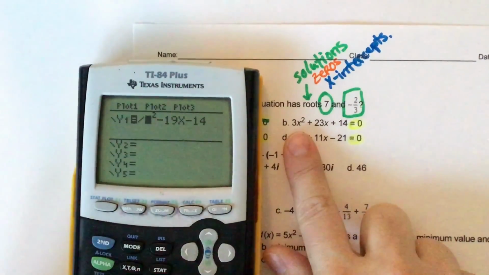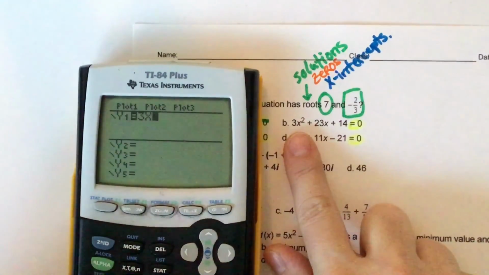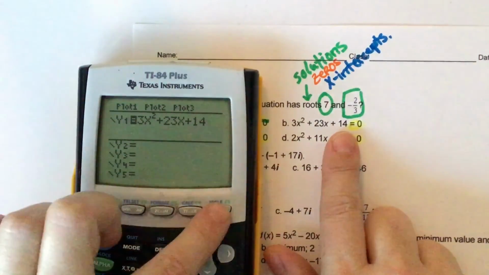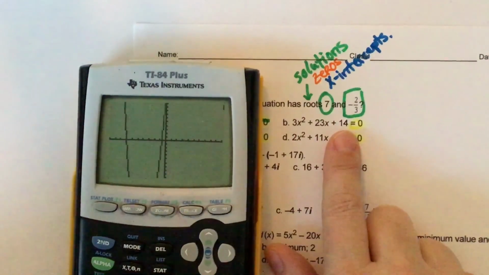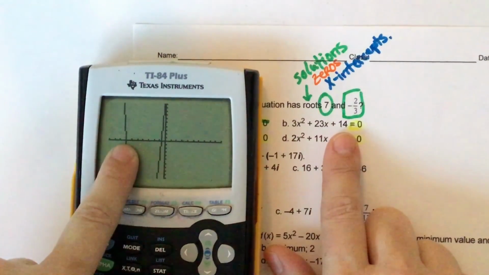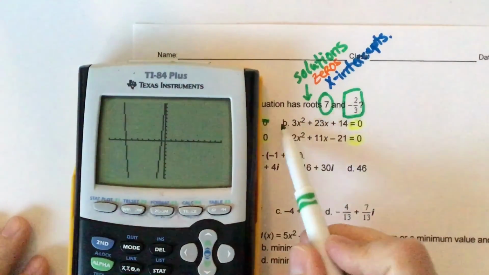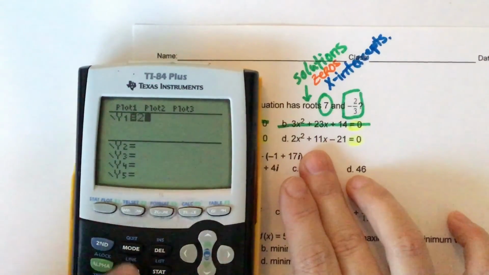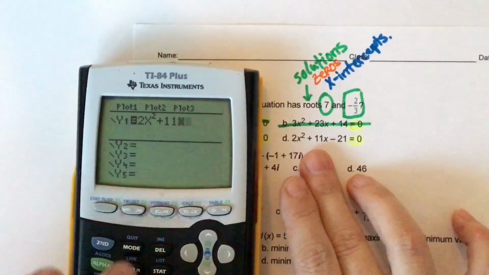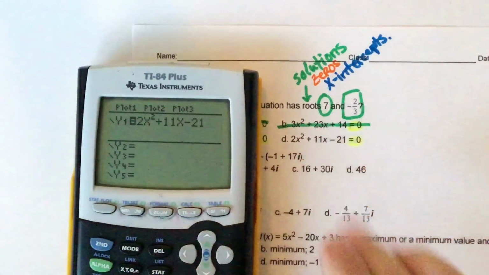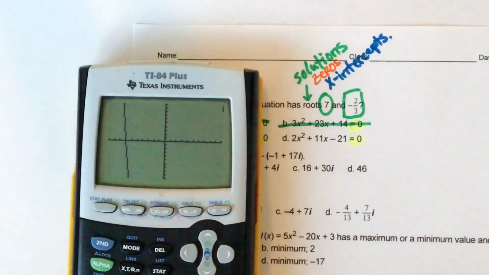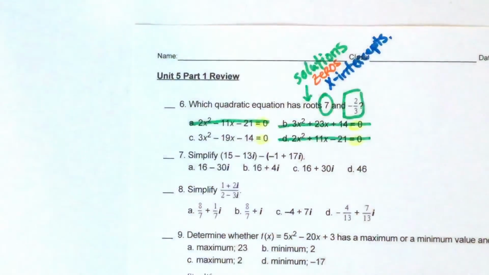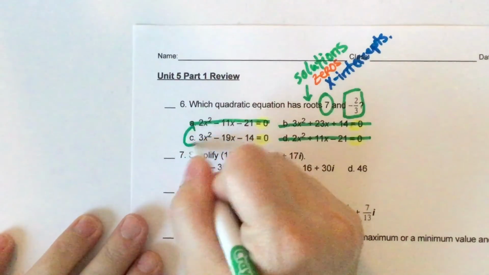Let's try answer choice B. Answer choice B has 3x squared plus 23x plus 14, and I'm going to hit graph. Now, this does not look like a positive 7, so it cannot be answer choice B. And let's look at answer choice D. Answer choice D is 2x squared plus 11x minus 21, and if I hit graph, once again, this is not a positive 7, so it can't be that. So, yep, answer choice C ended up being the one we wanted.